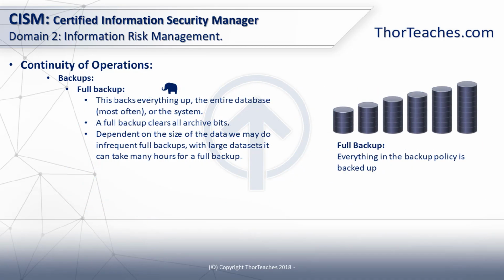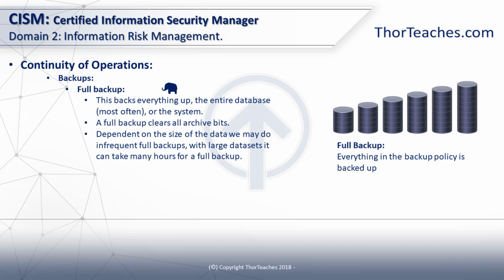A full backup. The name kind of says it all. We back everything up that's specified in the policy. That would most likely be the entire database, or it could be the entire system. A full backup clears the archive bit. The archive bit is a little flag that's raised whenever data is changed. That way the system knows what was changed since the last either full or incremental backup. Once it's cleared, everything is backed up. As soon as the data changes on the system, the archive bit pops back up with whatever has been changed.